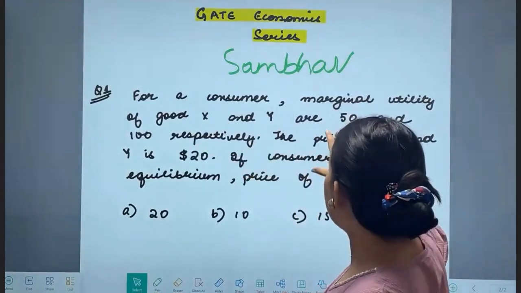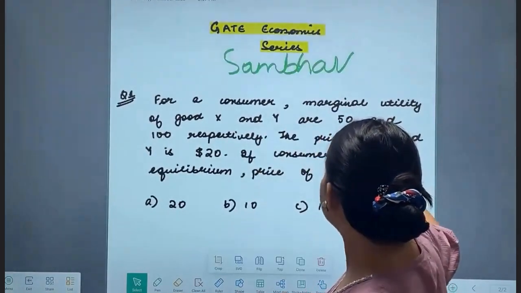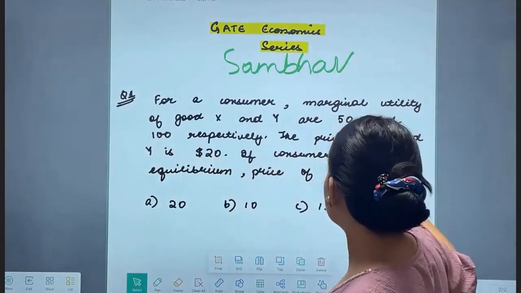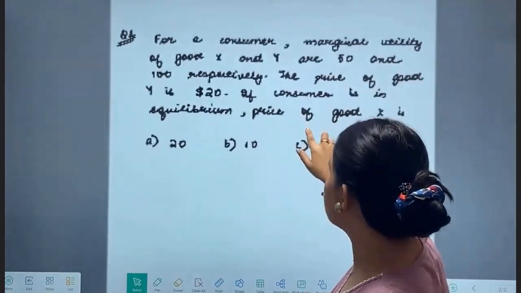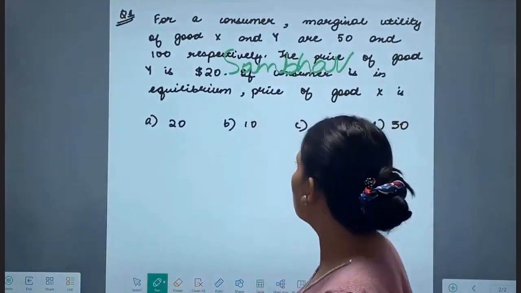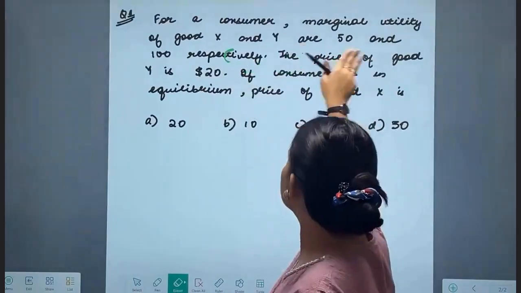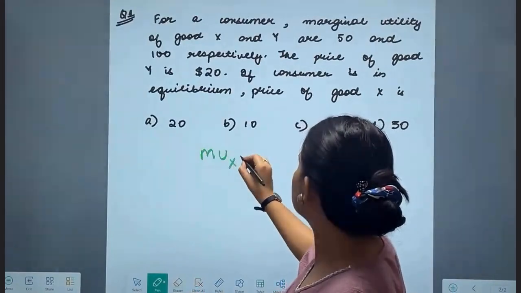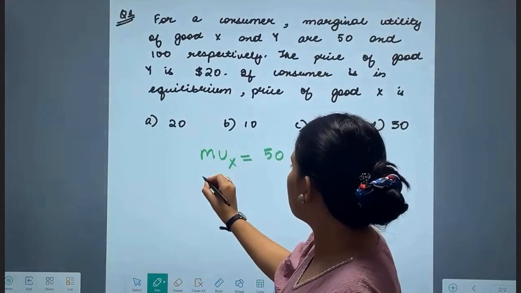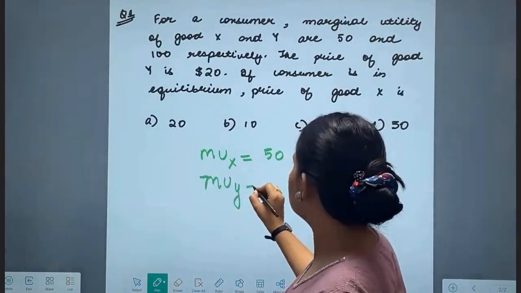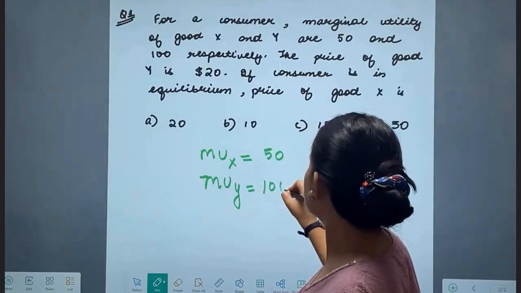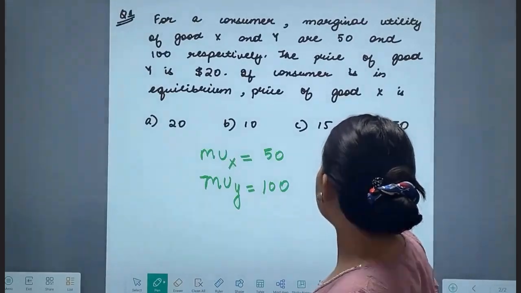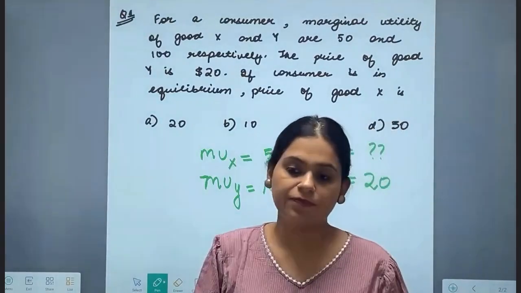For a consumer, marginal utility of good X and Y are 50 and 100 respectively. The price of good Y is 20. The consumer is in equilibrium. What is the price of good X? Let's start. So what is given to you, beta? It is given to you that MUX is 50. MUY is given to you as 100. PX is not known and PY is given to you as 20.